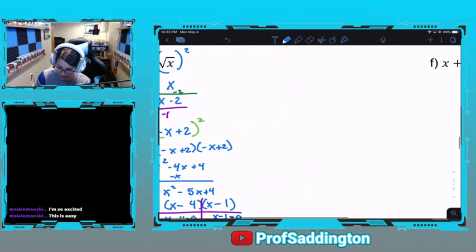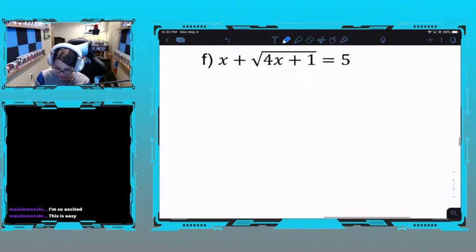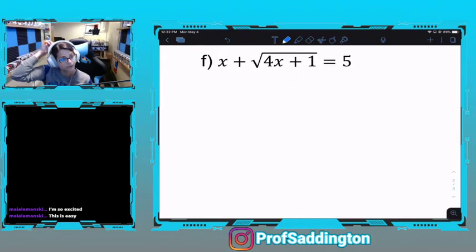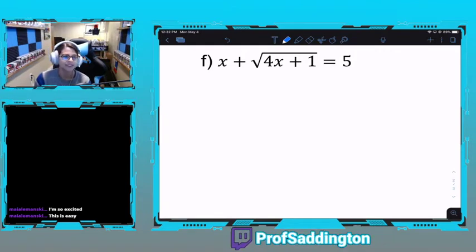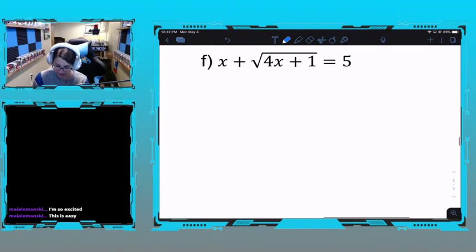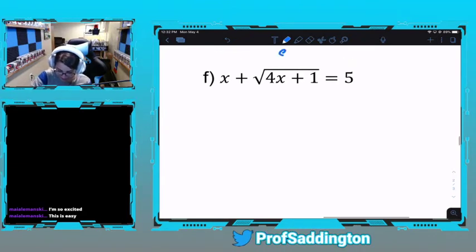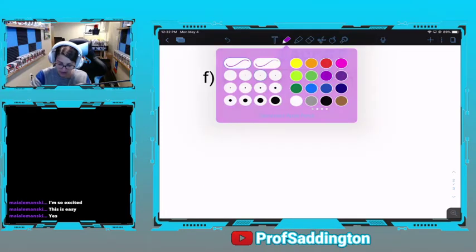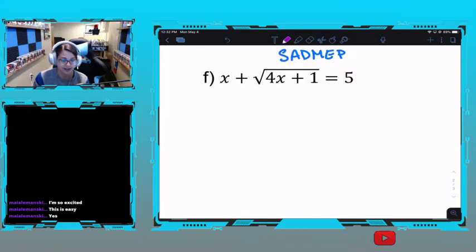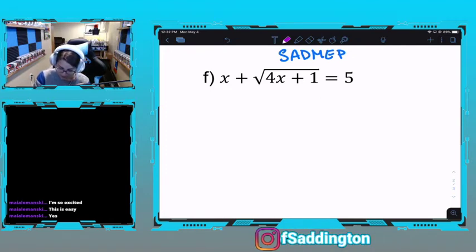Let me do one more example. All right. So, what were we on? Okay, so here again, we're doing our SAD map. So is there anything that we could add or subtract away from the x, from the radical? So yes, there is, it's an x.